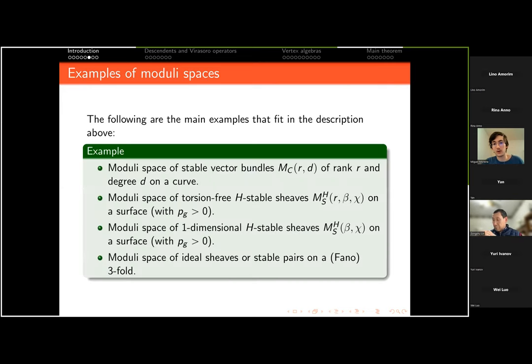A few examples that you should keep in mind, because they're the main ones that fit the previous description, are moduli spaces of stable vector bundles on curves and of stable sheaves on surfaces, and those can be either torsion free sheaves, so with positive rank, or one dimensional sheaves, so supported on a curve. You can also think about the moduli space of ideal sheaves or of stable pairs on a threefold. For what I'm going to say today, I will ask that it's Fano and that p_g is positive. Those things can be removed, but what I'm going to say today would not apply directly in those cases. So let's keep these conditions.